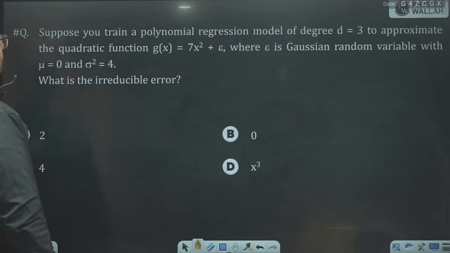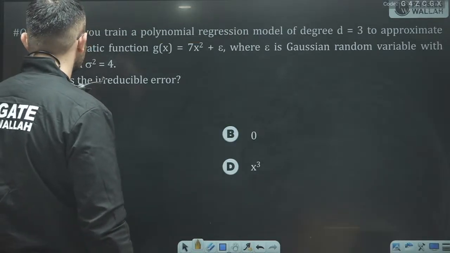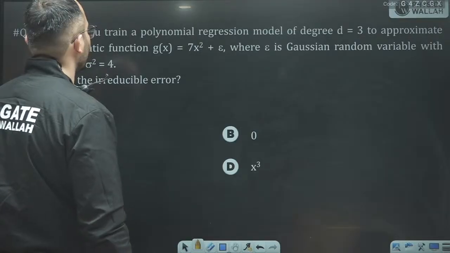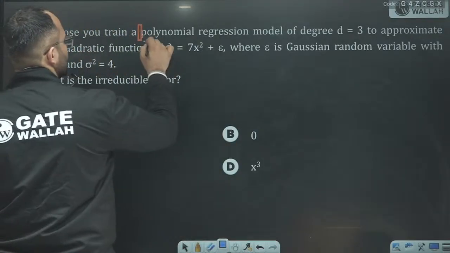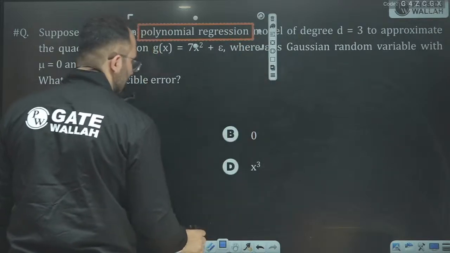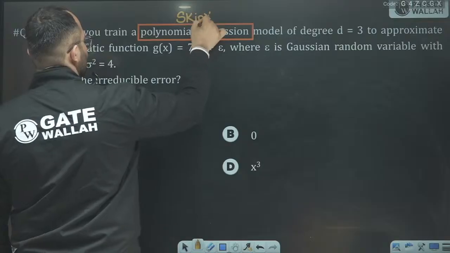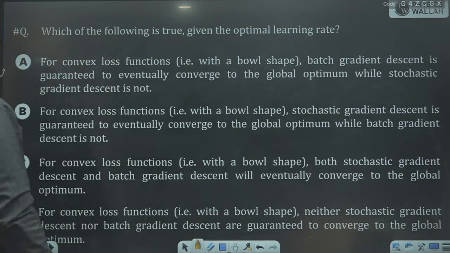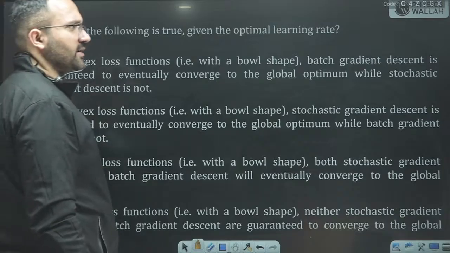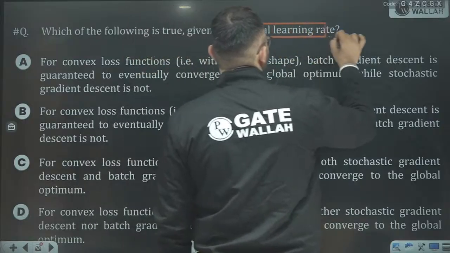Okay, next. Suppose you train a polynomial regression. Obviously this is not in the syllabus, so we'll skip the question. Which of the following is true about the optimum learning rate? Optimum learning rate is related to gradient descent. Please try to do it.